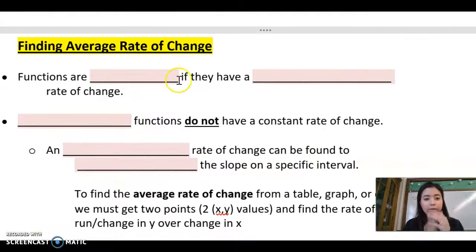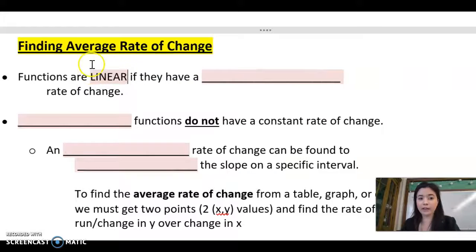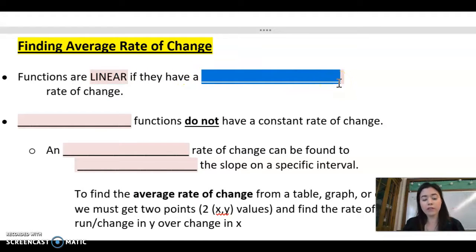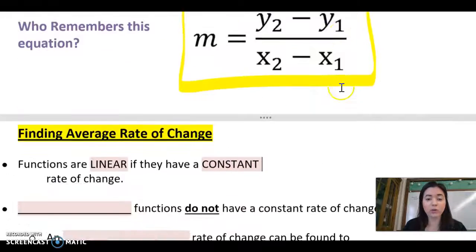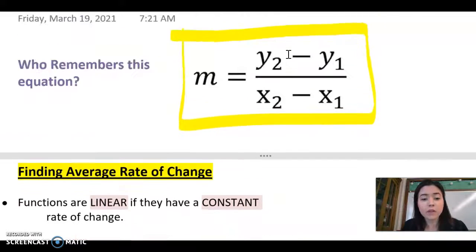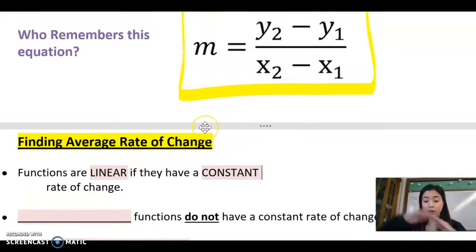So functions are linear. Again, linear is what we did all try 1, try 2. They are linear if they have a constant rate of change. So if this number here is the same between multiple points. So again, that is what makes a straight line. Again, because they're changing by the same amount, a constant rate.